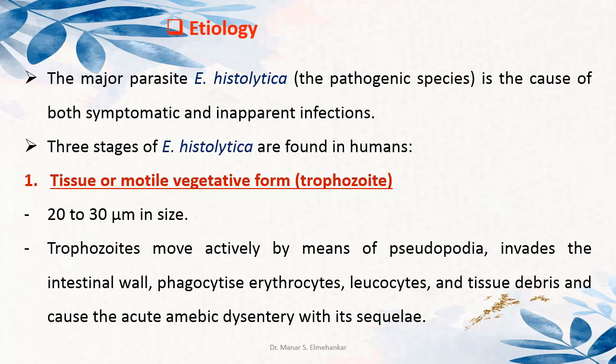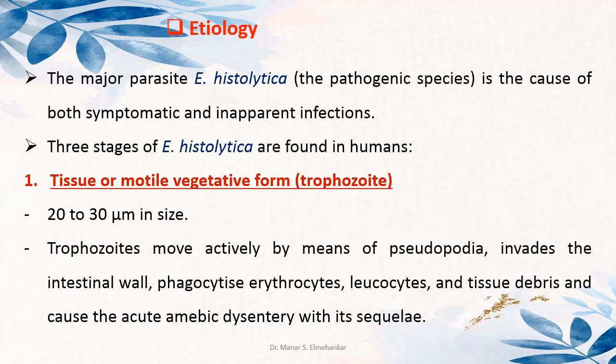Let's start with the etiology. The major parasite is Entamoeba histolytica, which is a pathogenic form, and is the cause of both symptomatic and asymptomatic infections. And there are 3 stages of Entamoeba histolytica found in humans.